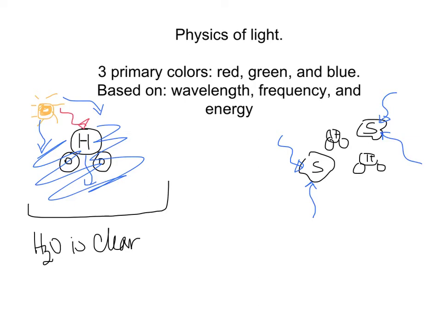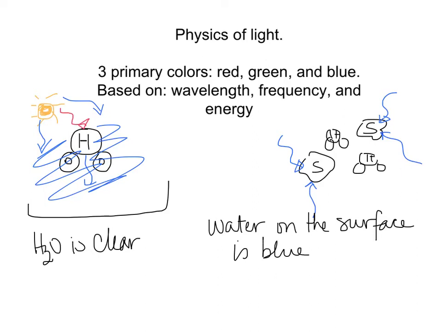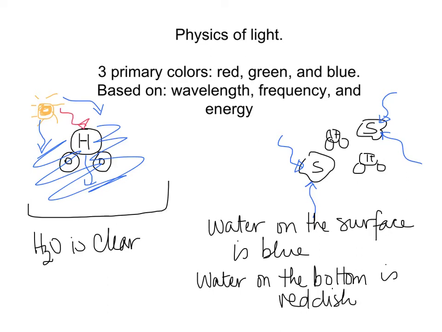So the general rule of thumb is if a body of water has sediment in it, then the water on the surface is going to be blue, or at least it's going to look blue, whereas the water on the bottom is instead going to be red or reddish. This is going to impact any animal that lives in that water.